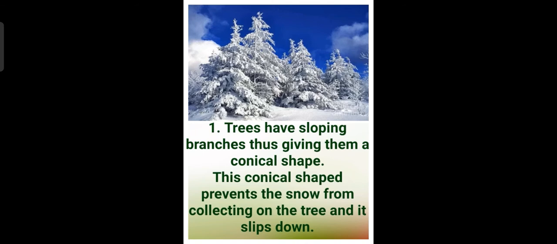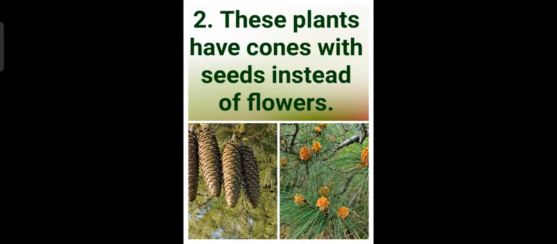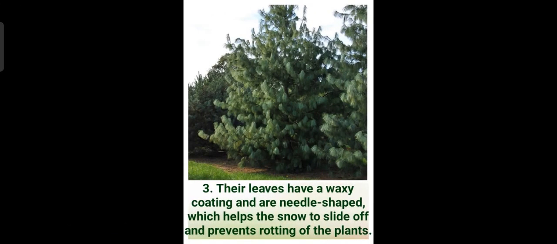Trees have sloping branches. They are conical in shape. This conical shape prevents the snow from collecting on the tree and it slips down. The plants have cones with seeds instead of flowers. Their leaves have a waxy coating and are needle shaped, which helps the snow slide off and prevents rotting of the plants.